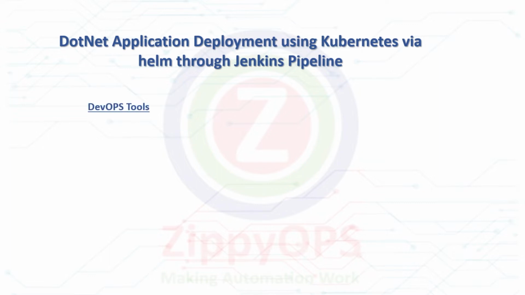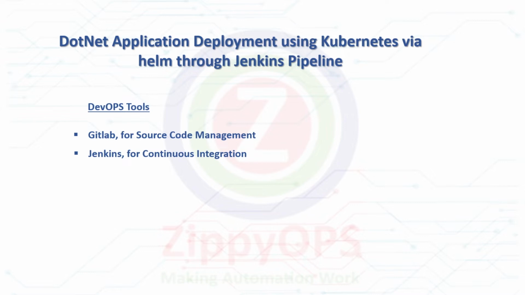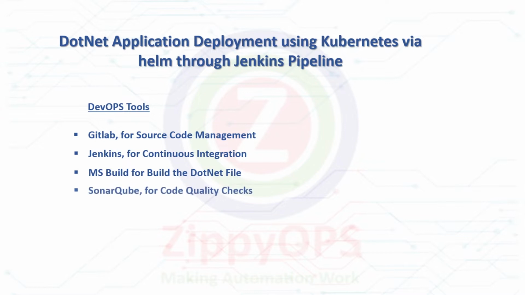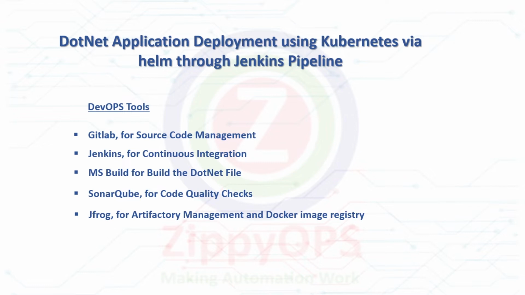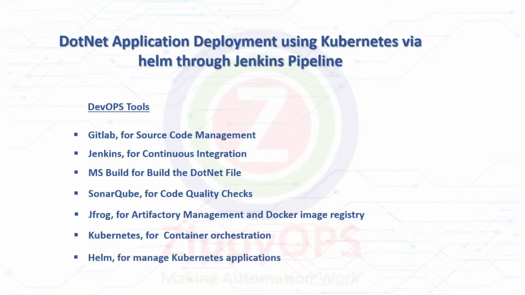The tools which are used in this .NET application deployment are GitLab for source code management, Jenkins for continuous integration. MS Build is used to build the .NET source code. SonarQube for code quality checks. JFrog for Artifactory management and Docker image registry. Kubernetes for container orchestration. Helm for Kubernetes package management. Docker for containerization. Let's explore the workflow of .NET application deployment on Kubernetes using Helm, stage by stage.